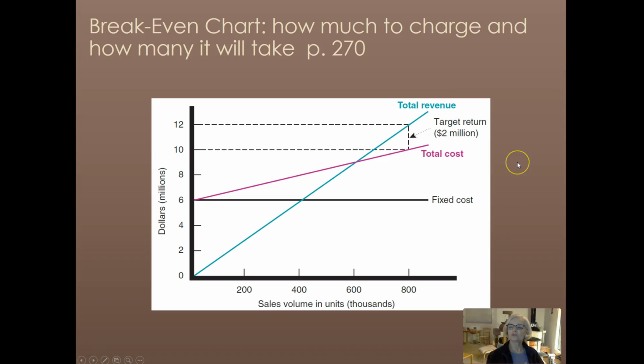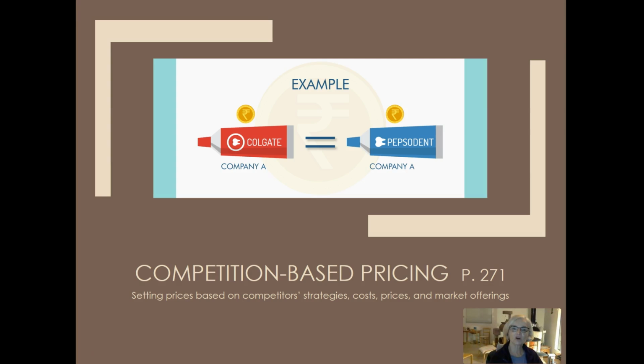Now, if we want to set a specific return on investment, let's say we want to specifically set it at 2 million or some percentage, we can actually calculate that. Pretty interesting, isn't it? And no, we're not going to do that, but it is in the back of the book.